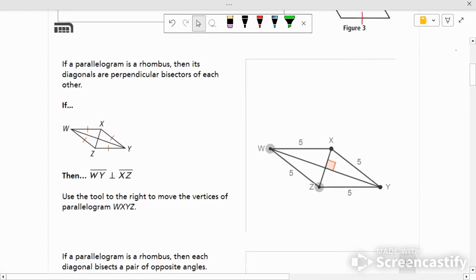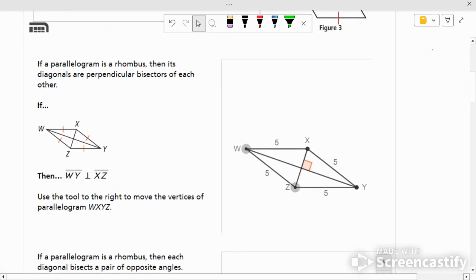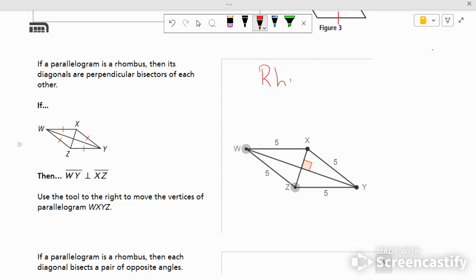Now, to be a rhombus, the diagonals have to be perpendicular. Now, if it works for a rhombus, it also works for a square. So in a rhombus, the diagonals are perpendicular. In a square, the diagonals are perpendicular. Okay? So diagonals are perpendicular. They form right angles for both of these.